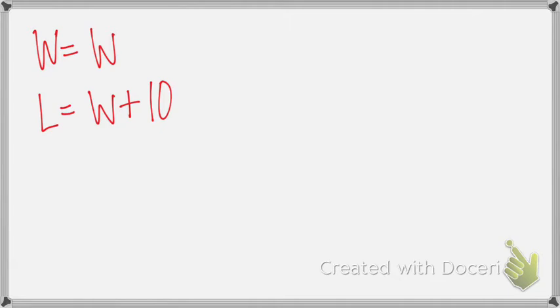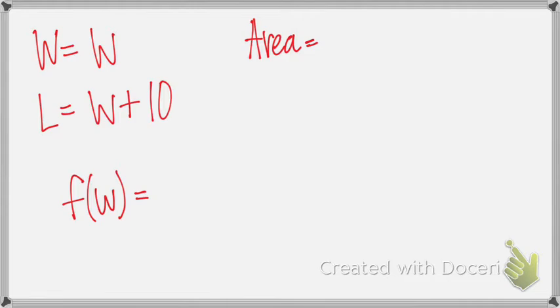Then it says, write the function f of W that describes the area. Well, what does the area equal? What times what? Length times width. Is that the same thing as width times length? Yes. Okay.